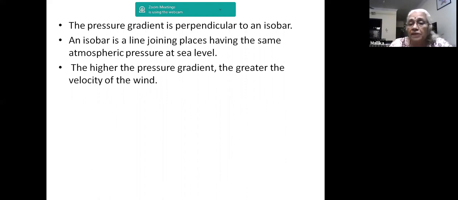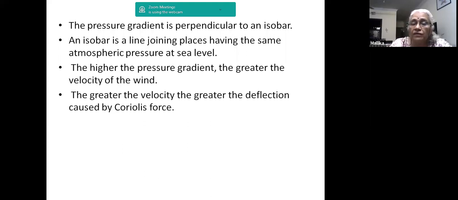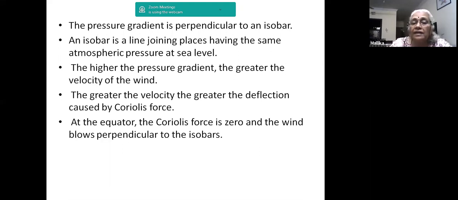Then the higher the pressure gradient, the higher the velocity. We've understood that. The greater the velocity, the greater the deflection caused by Coriolis force, right? And at the equator, Coriolis force is zero because it is the broadest part of the earth, so 0 degree latitude means zero Coriolis force. So the wind doesn't have a fixed direction, right? And the wind blows forward.